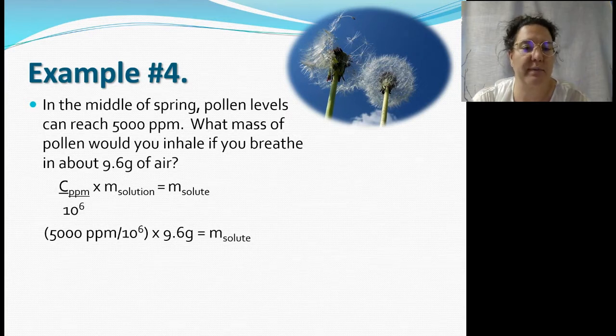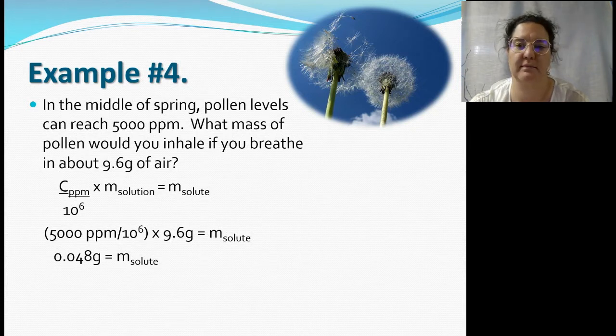So 5,000 parts per million divided by 10 to the power of 6, times 9.6 grams, gives us a mass of our solute of 0.048 grams, or 48 milligrams of solute.